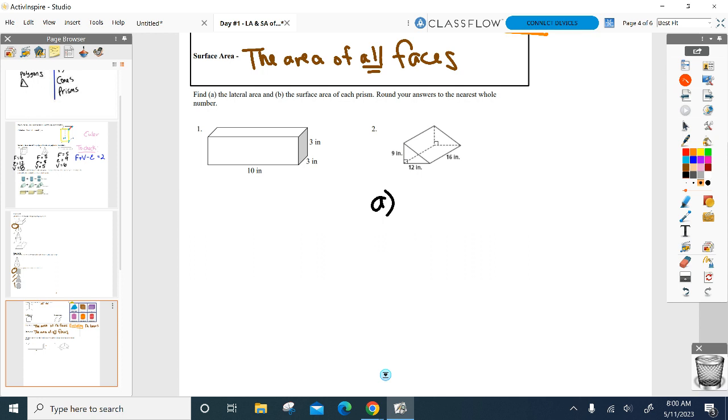So ready? If we're going to find the lateral area, everybody pop off the bases right now. Pretend they don't even exist. How many faces are left now? 3, and they're all in what shape? Rectangles. So now to find the lateral area, we're going to find the area of all 3 rectangles that are left over. Does that make sense? Lateral area. Take off the bases and find the area of everything that's left, which in this case would be 3 rectangles, the bottom, the right, and the left one.